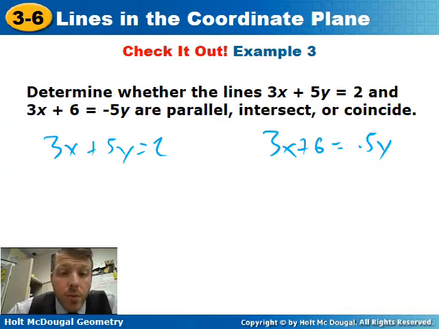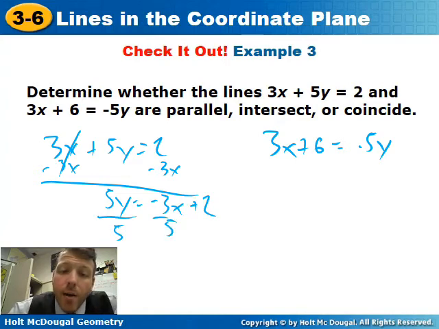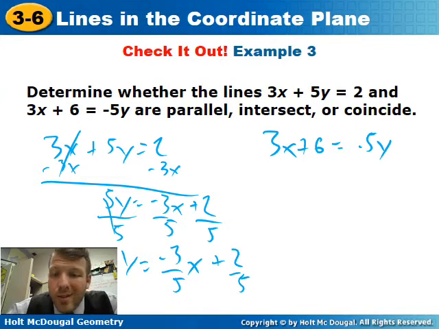So for this one, we're going to subtract 3x because we're trying to get y by itself. So bring that 5y down. That's going to be equal to -3x plus 2. We divide everything by 5. Now we have y equals -3 over 5 times x plus 2 over 5. It doesn't really matter what this is. We're just looking at them to see whether or not they're parallel, intersecting, or coinciding.